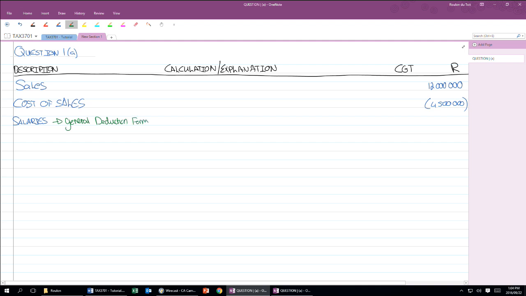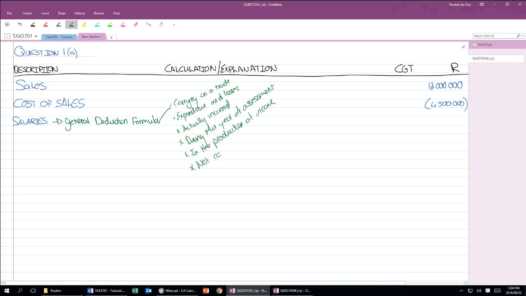You have to remember your notes and your content on the general deduction formula. The general deduction formula basically tells you that if you are carrying on a trade, any expenditure and losses actually incurred during the year of assessment in the production of income, not capital in nature, and to the extent of trade.